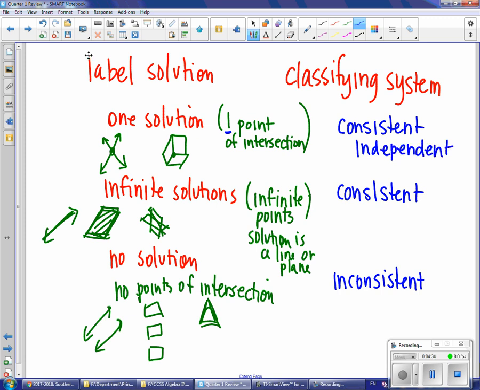If there are infinitely many points, so if your solution is either a line or a plane, then we say it's still consistent because there is a solution, but it's dependent. Think about it like this: if you're dependent, you depend on many people, and so that would correspond to many solutions. If you're independent, you depend on yourself, one person.